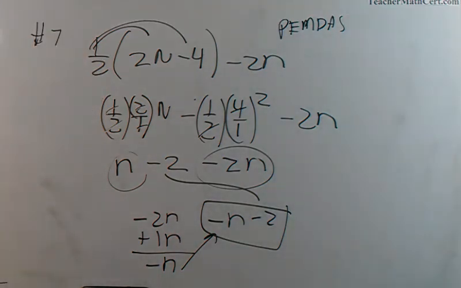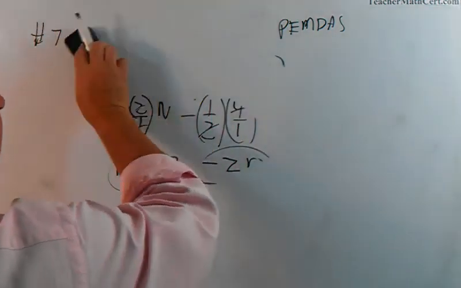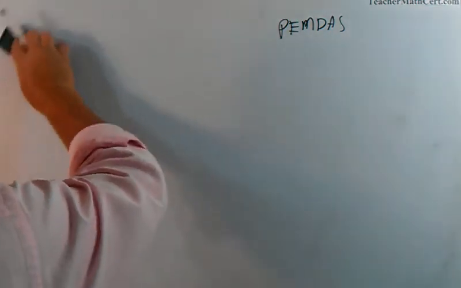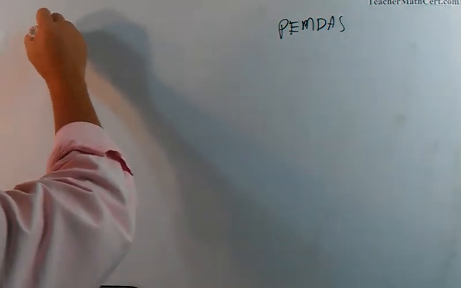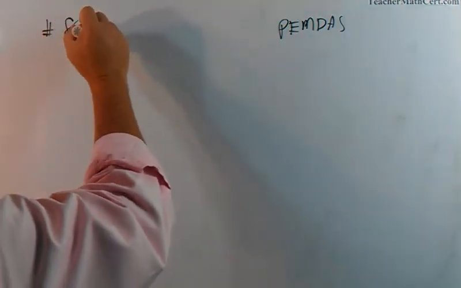Alright, we're running out of time here, so I'm going to... Well, let me try, we might be able to get away with it here. Let's see here. Alright, number 7, number 8.